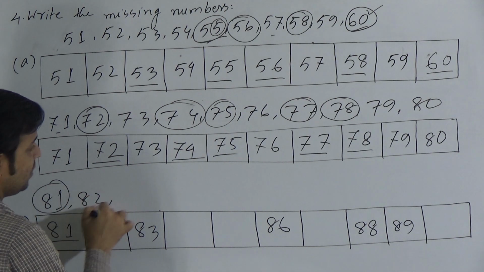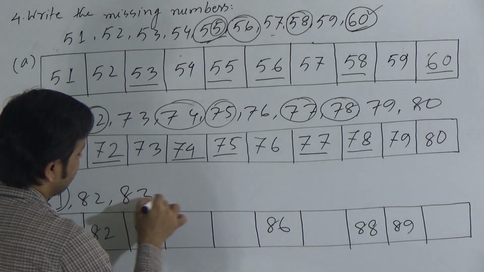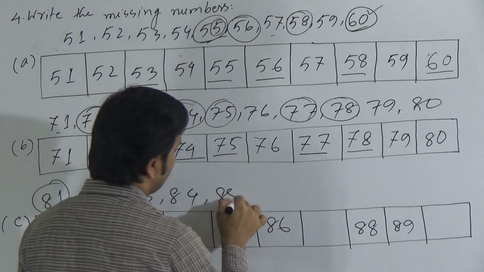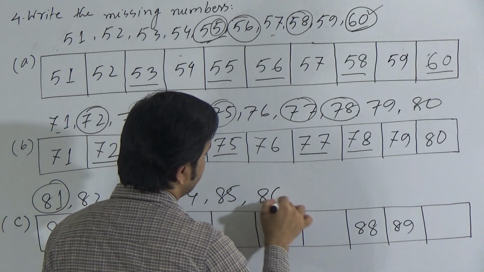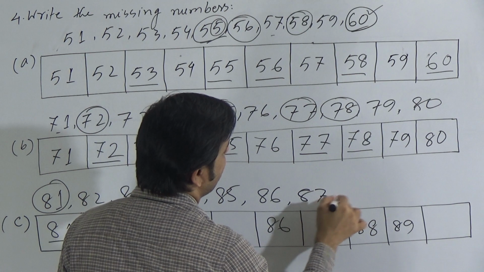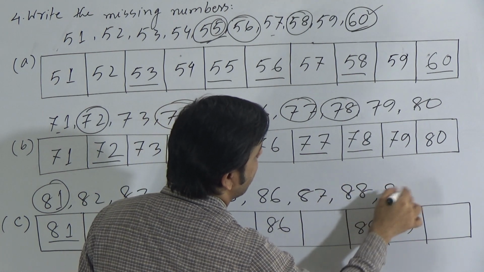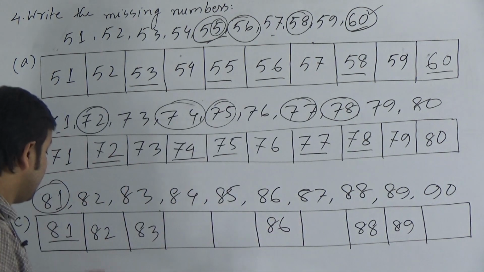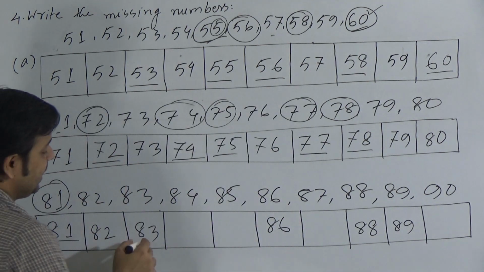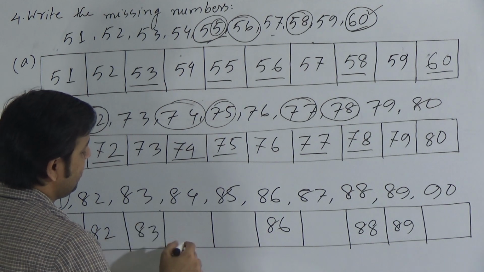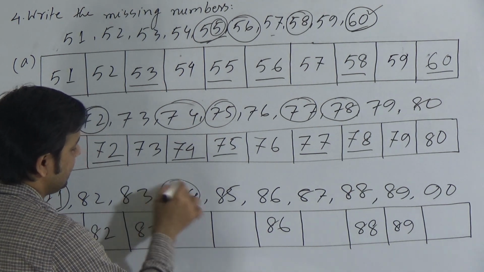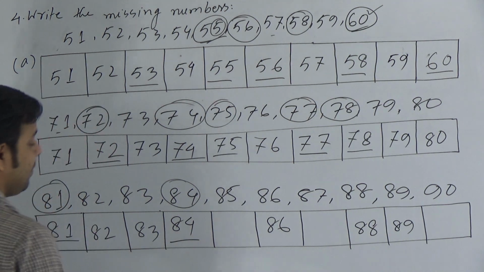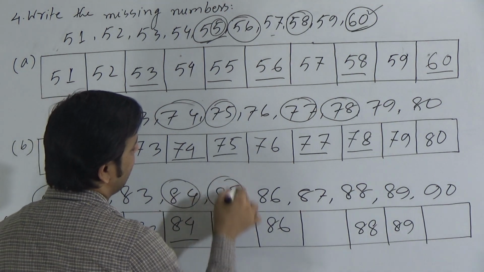And here is 82. After 82 we will get 83. After 83 we will get 84. And after 84 we will know 85. And then 86, 87, 88, 89 and 90. So dear students, now see here, 82 is given, 83 is given. Now the gap is 84. After 83 the number is 84. So 84.